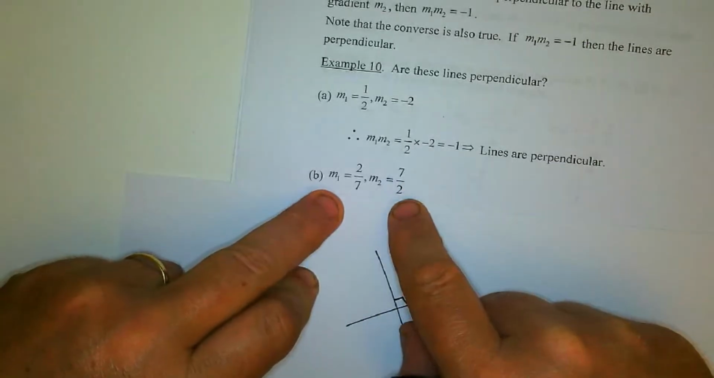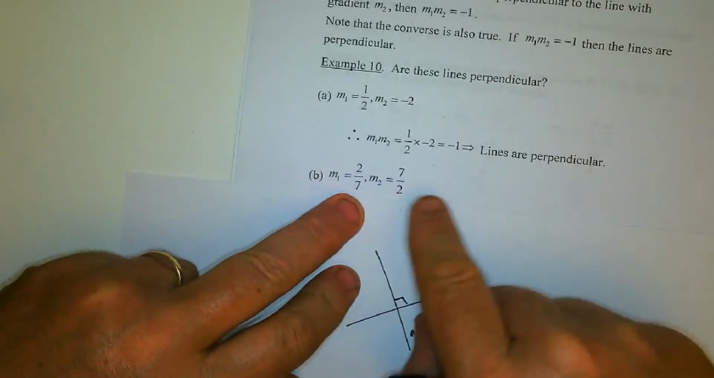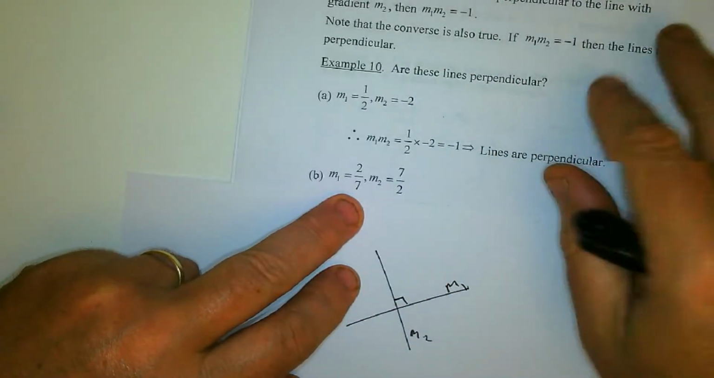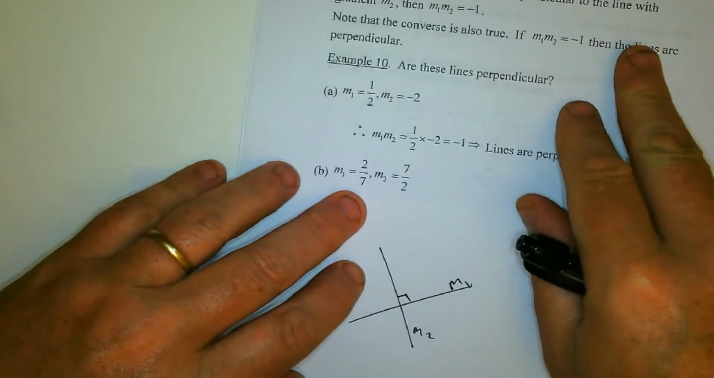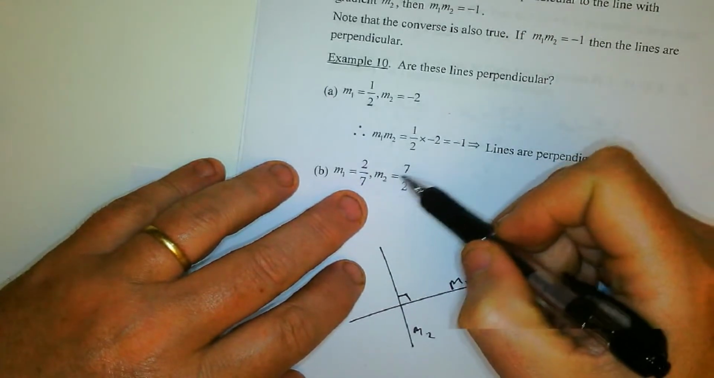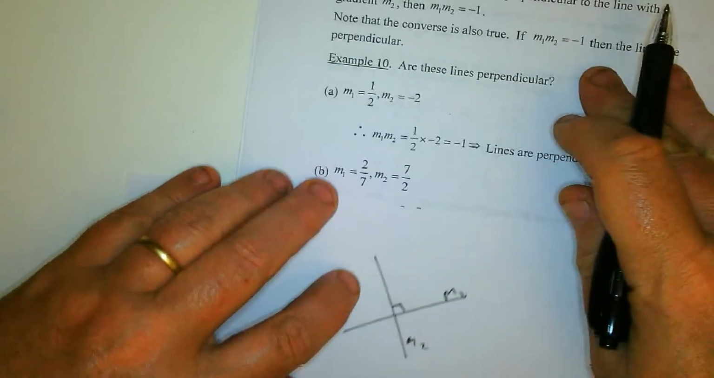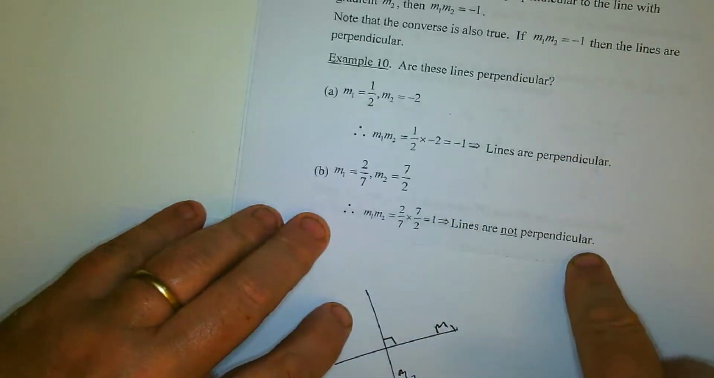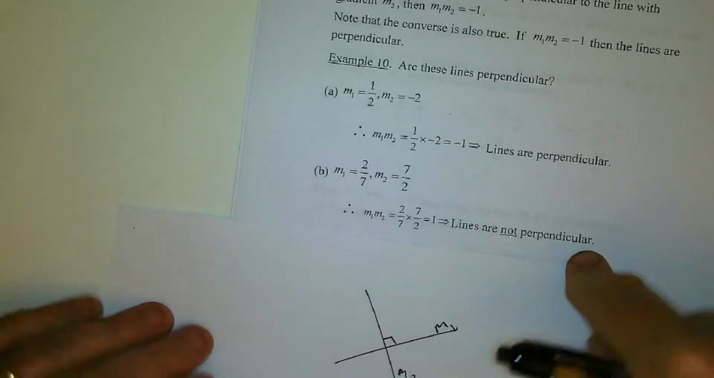Look at this one here: 2/7 and 7/2. If you multiply them, you'll get 14/14, which is 1, but you don't get -1. The trick is, you can flip them upside down, but there's no change in sign, so that's not perpendicular. There you go, equals 1, lines are not perpendicular.